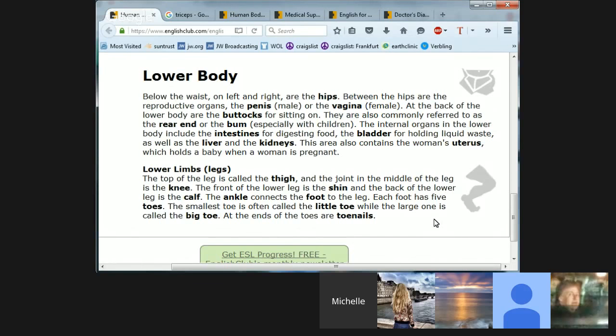Very good. Excellent. So this is the thigh, this part between your hip and your knee. It's called the thigh. And then the calf is the muscle behind your leg. The shin is like the hard part in the front of your lower leg. That's kind of like where the bone is, the shin.